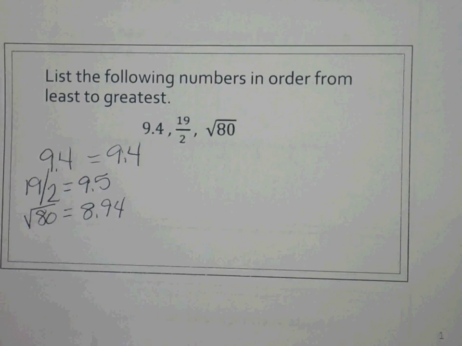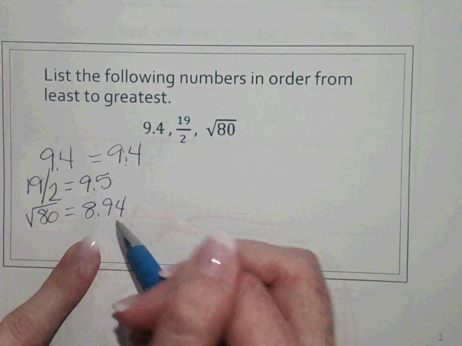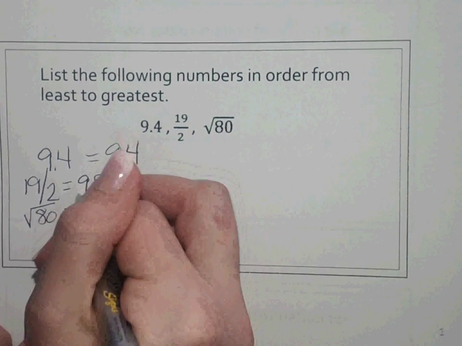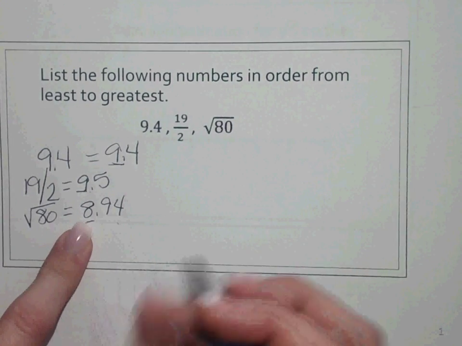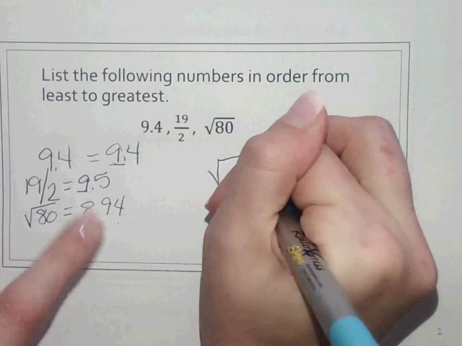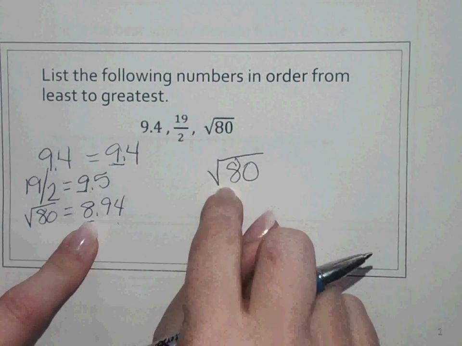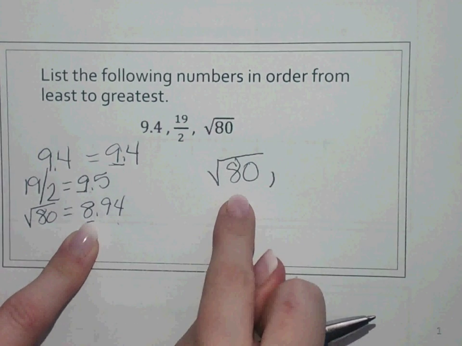Now I don't need my calculator anymore. Now I've got to use my brain and put these in order. Well, I see 9.4, 9.5, and 8.94. I'm comparing the first digits first. So if I look, this 8.94 comes first. But I don't want to write it as the decimal because they want me to use these three numbers. So I've got to make sure I revert back to the square root of 80.